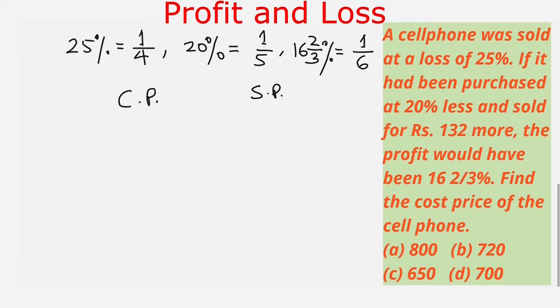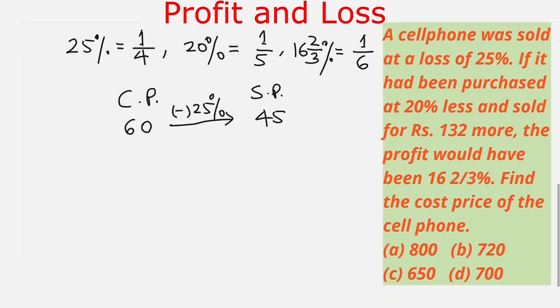So we assume the cost price to be 60 units, and it is given that the cell phone was sold at a loss of 25%. So I write minus 25% of 60. 25% is 1/4, and 1/4 of 60 is 15. So if we subtract 15 from 60, then the selling price comes out to be 45 units.